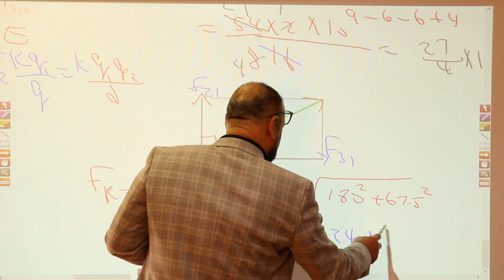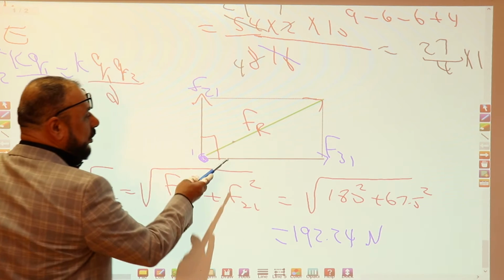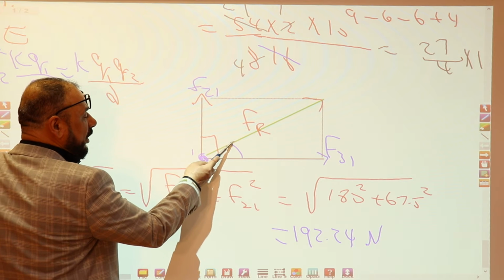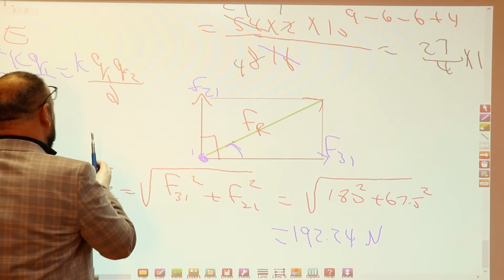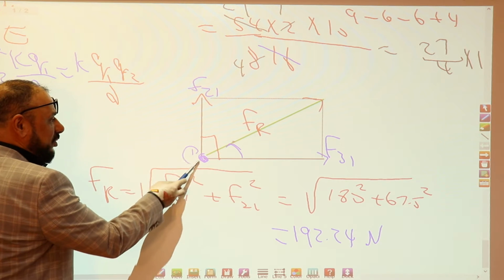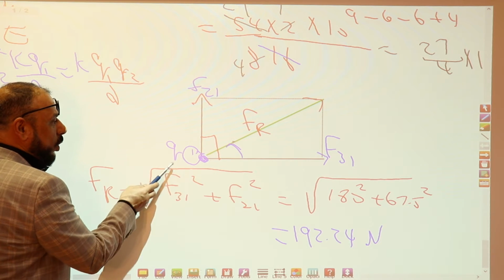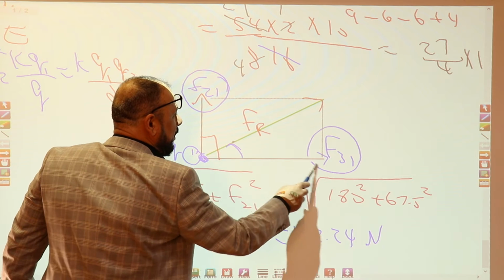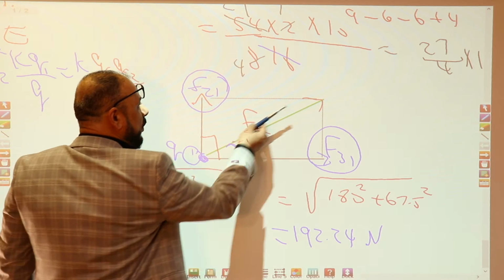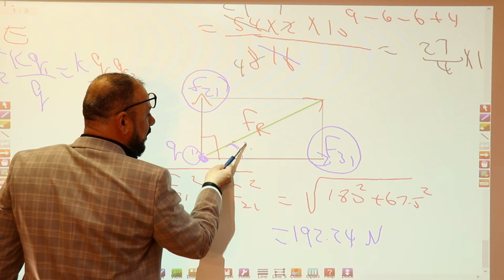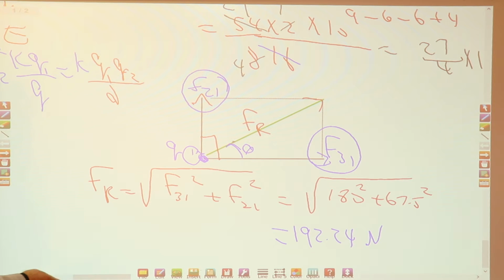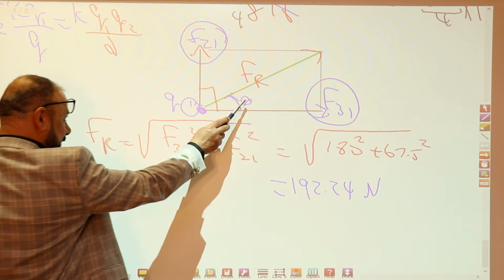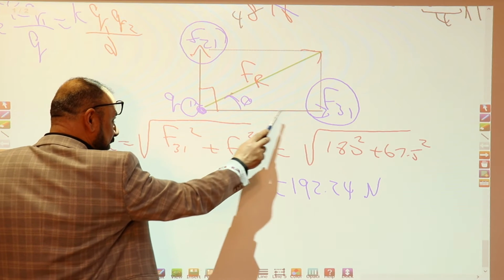192.24 Newton. Now the teacher will ask you to find the direction. The fourth, look here, you have to imagine it. The charge Q1 here, since it has two charges here and there, will directly move this way. What is the direction? He wants the angle theta. How do we find the angle theta? Look here. He wants this angle. Theta is next to which one?